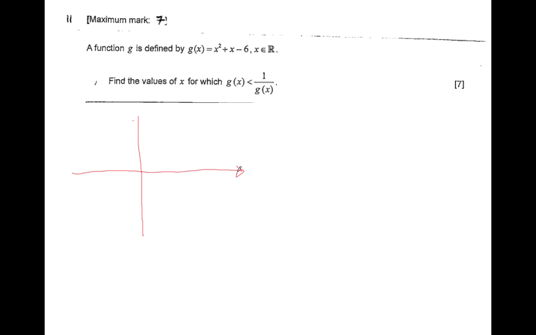First part without a calculator, just practicing a bit of skills. You'd obviously go straight to the calculator and sketch this. Function g of x is x squared plus x minus 6, so factorising: x plus 3, x minus 2. So 2 and negative 3 are the zeros, and the intercept is at negative 6. Line of symmetry is just down here, so it kind of does this.